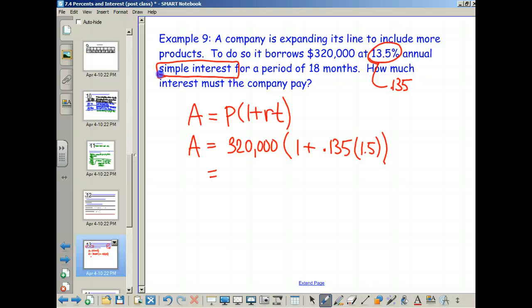Try. Really try everything quick. Yep. 384,800. Okay, so this is the amount that they owe back. But again, that's not exactly what the question asked, right? The question asked, how much interest must the company pay? So how can I find out how much interest they must pay?